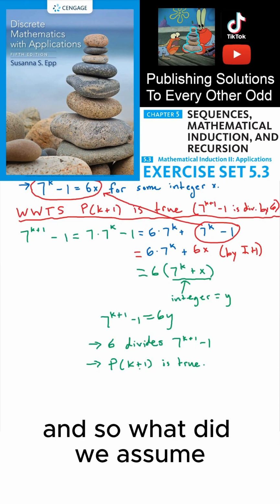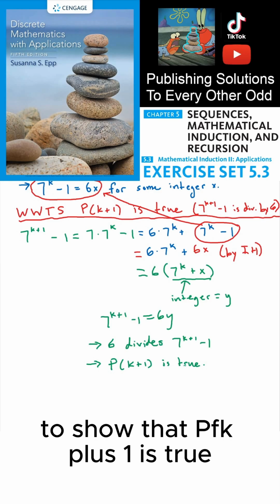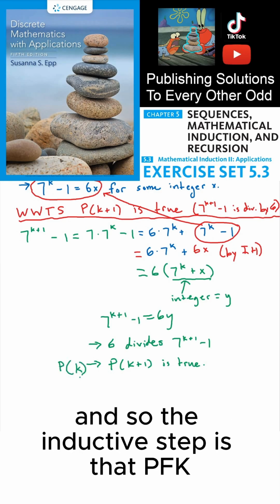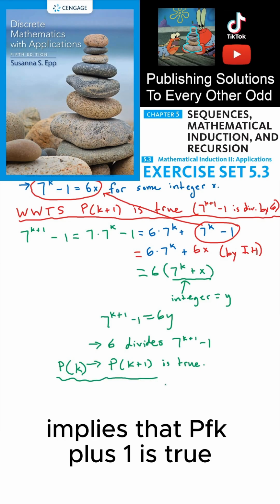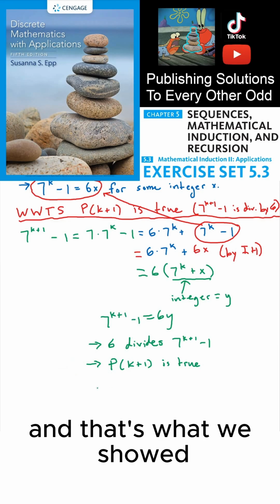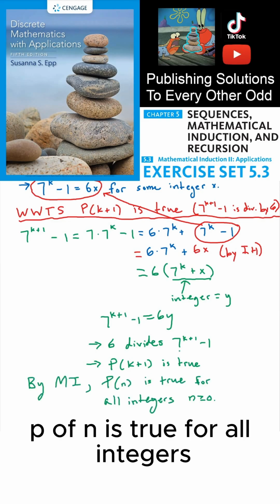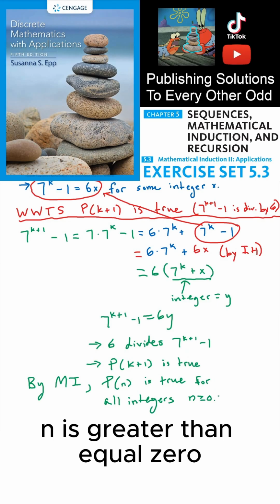And so what did we assume to show that p of k plus 1 is true? We assumed that p of k is true. And so the inductive step is that p of k implies that p of k plus 1 is true. And that's what we showed. And so now we can say by mathematical induction, p of n is true for all integers n is greater than or equal to 0.